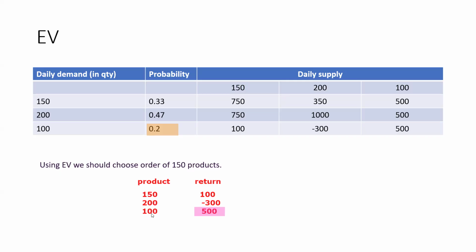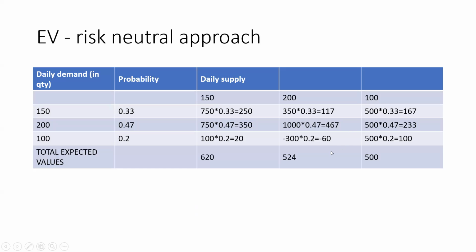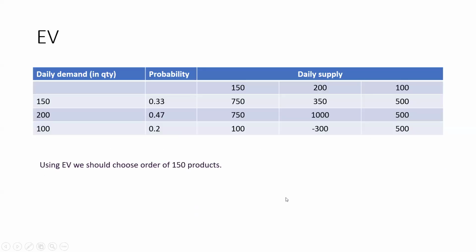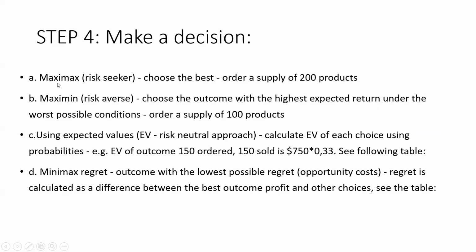Now we are finished with this one. Maximax, risk seeker, best possible scenario. Maximin, risk averse. What will be the worst case that can happen? Then what is the highest income in the worst case? Now risk neutral person. For the risk neutral person, we have to calculate the expected value. Write down the next one.